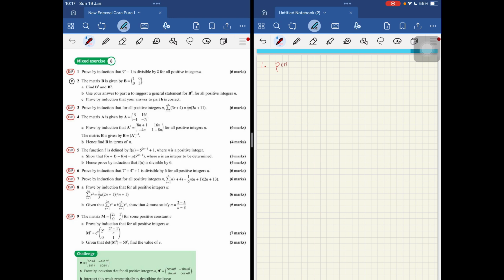The proposition is 9^n minus 1 is divisible by 8 for all positive integers. So the first step is n starts with 1. So 9 to the power of 1 minus 1 equals 8, which is divisible by 8, so it's true. n equals k, so this is assumed.